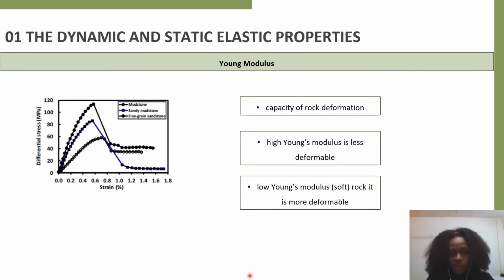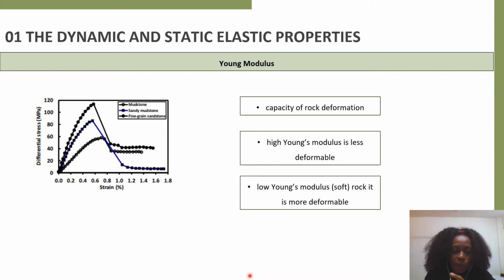And again, why is it important? It is important because Young modulus describes the capacity of a rock for deformation, or its stiffness, so that rocks with high Young modulus are representative of being less deformable or stiff, and that's why the initial part of a complete stress strain curve of the rock will be steep.